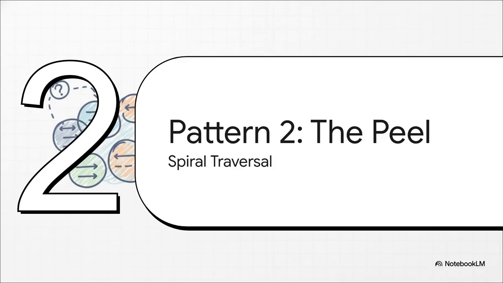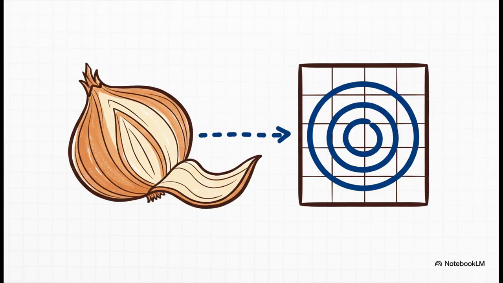Our second pattern is the peel, and this is your key to solving any kind of spiral traversal problem. The idea here is actually really intuitive. Just think about an onion. How do you get to the middle? You peel off that outer layer, right? Then the next one, and the one after that. That is the exact logic we're going to use for a spiral traversal.